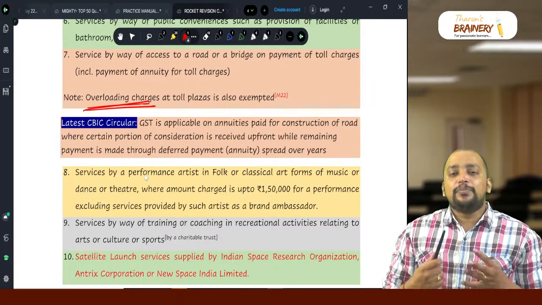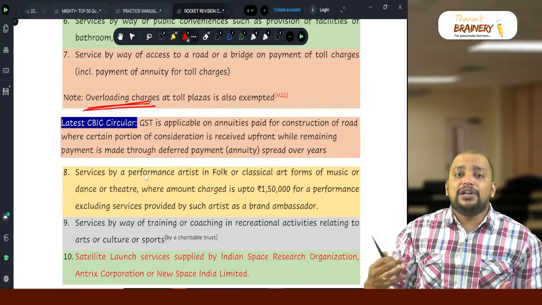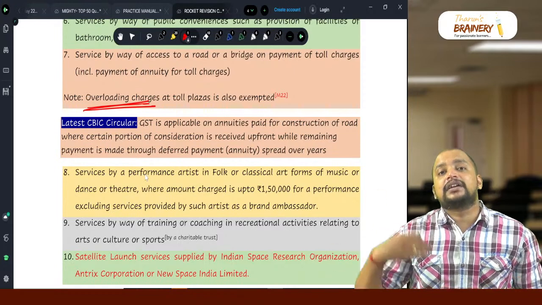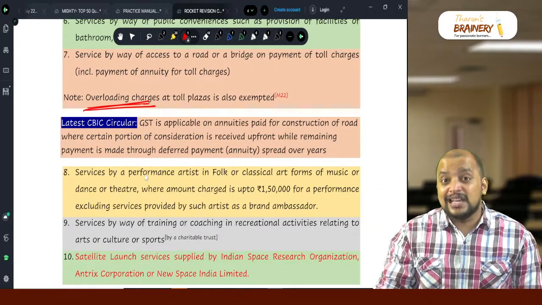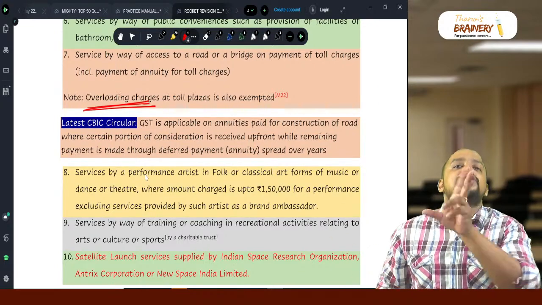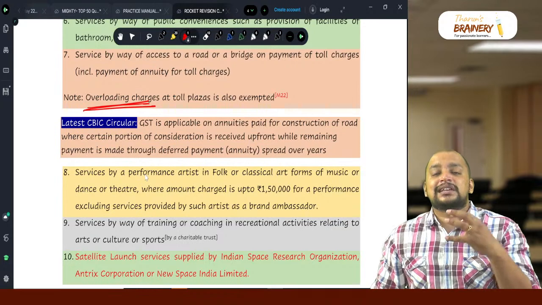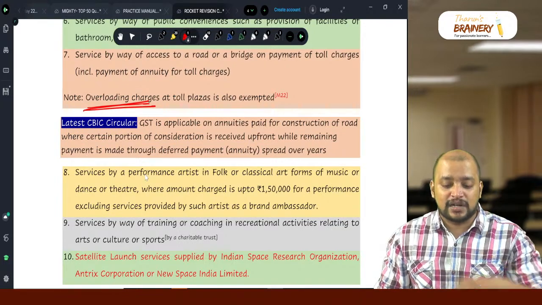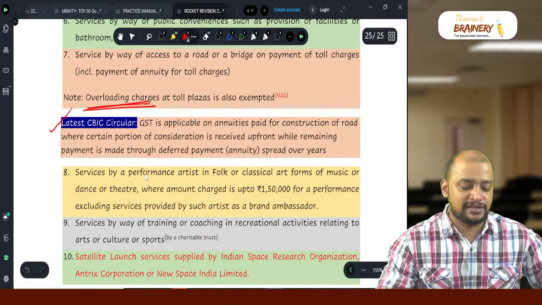Then suppose if government is asking a builder to lay down the road, and instead of collecting toll charges, the builder is collecting annuity from the government, will that be exempted? No, that is not treated as toll charges. That is consideration received in installments, that will be taxable. That is this latest CBIC circular.